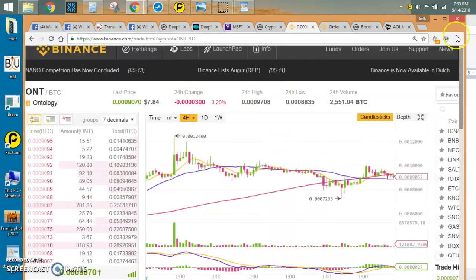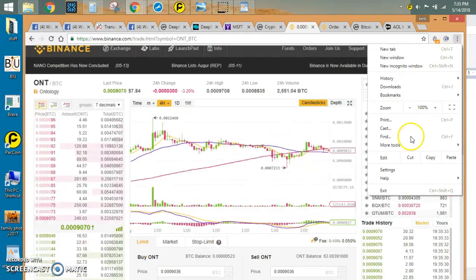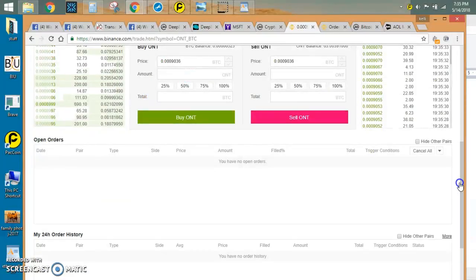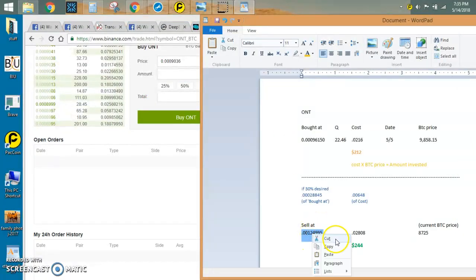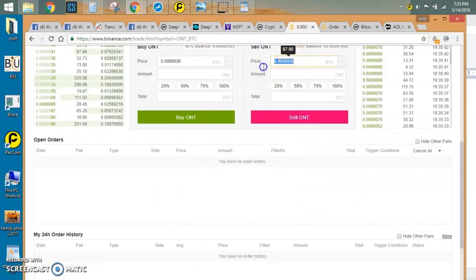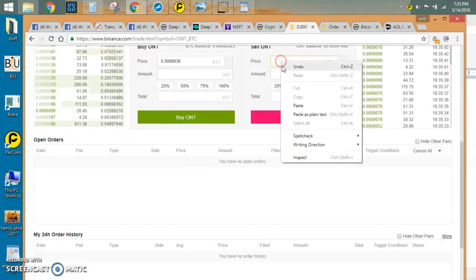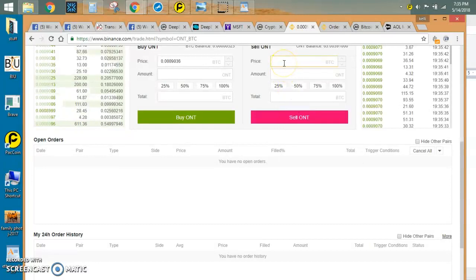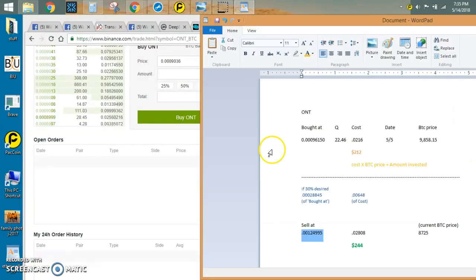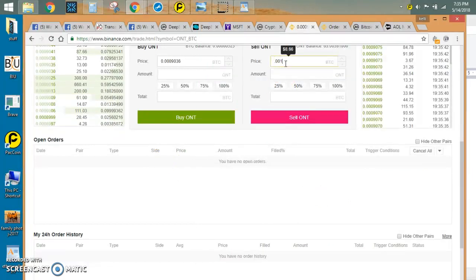So let's go ahead and do that. Make this a little bit smaller. I don't think I have any sell orders in, but let's go ahead and put one in. Let me copy that. Paste. And I'm going to sell 22 point... I didn't paste. I have to type it in. 0.00, make sure I get it, 1249, 124995. And I'm going to do just those 22.46 because that's what I did this calculation off of.